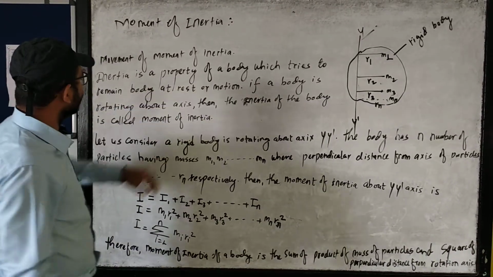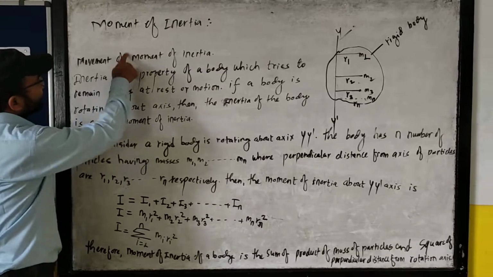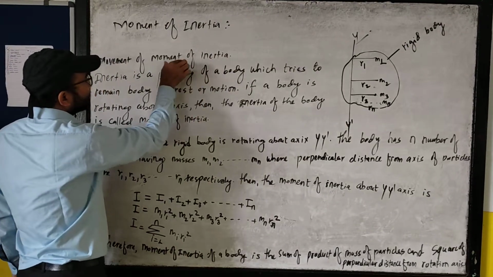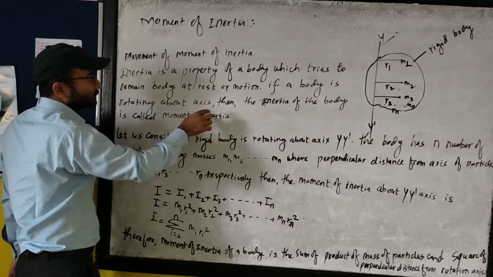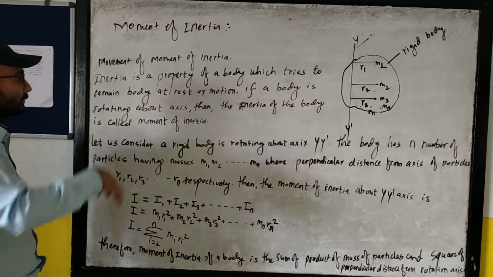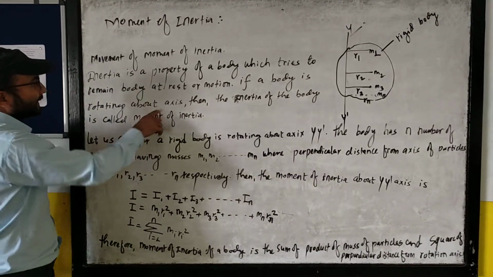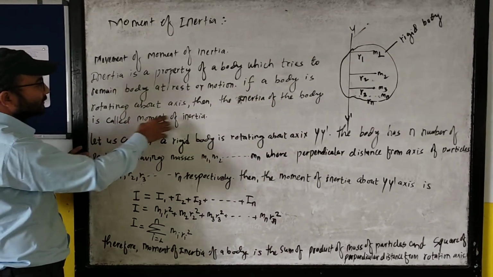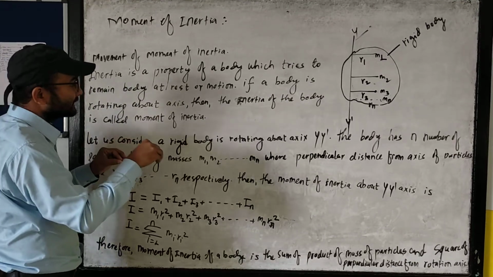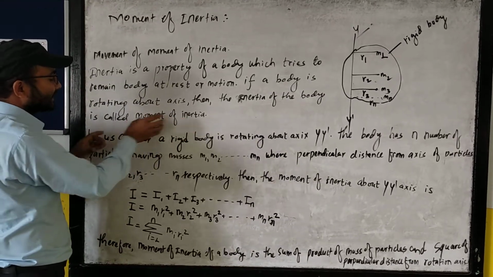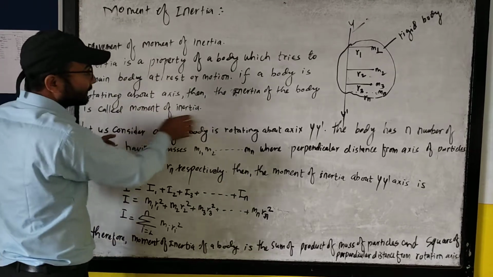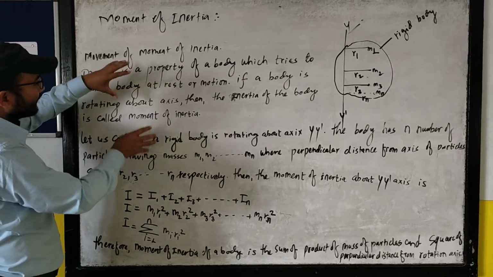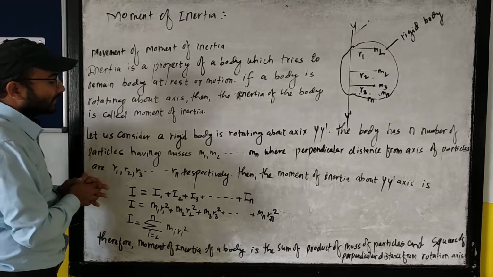And if a body is rotating, here our term is moment of inertia, not only the term inertia. It is a property. And what is moment of inertia? If a body is in rotation about any axis, at that time the inertia related with that body is called moment of inertia. When a body is in rotation, then the inertia related to it is called moment of inertia. I have written this. How can we find the moment of inertia related to this rigid body?